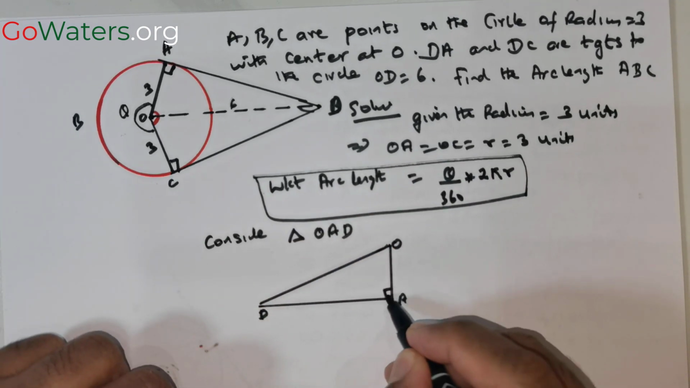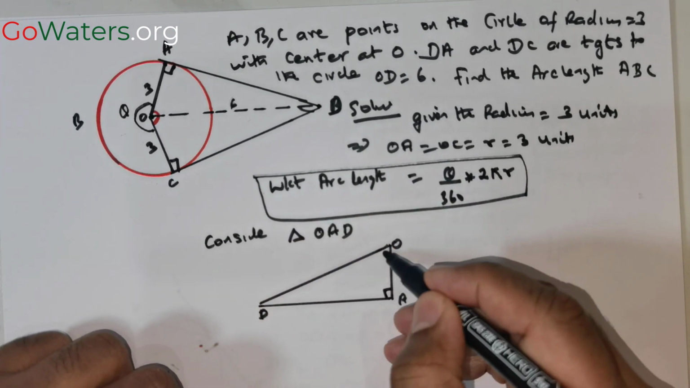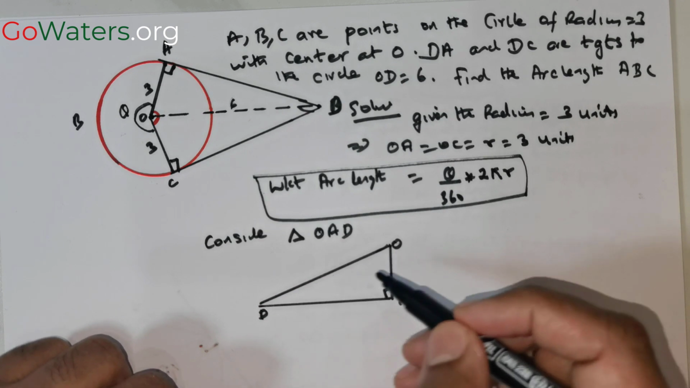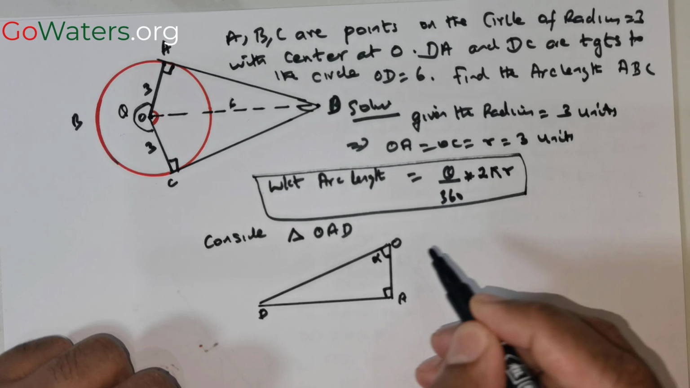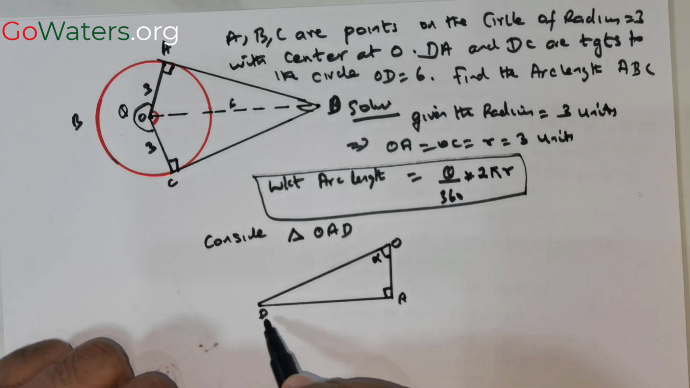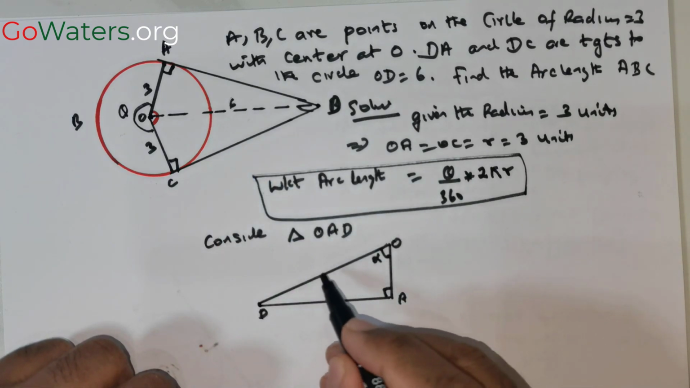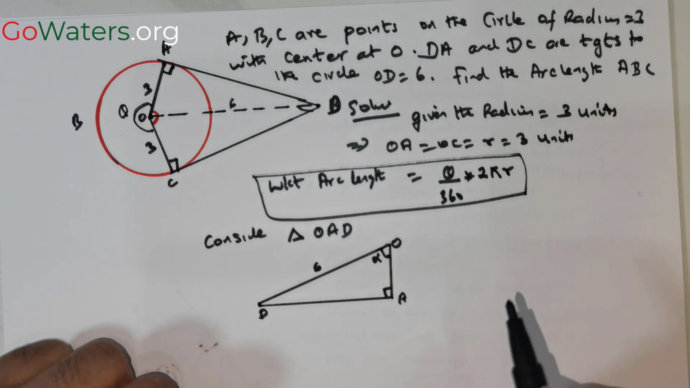Now at A we have 90 degrees. We are looking to extract this angle here. So let this angle be some alpha. We don't need to worry about this angle. This is not required. But OD is 6 units. So just mention that 6 units.